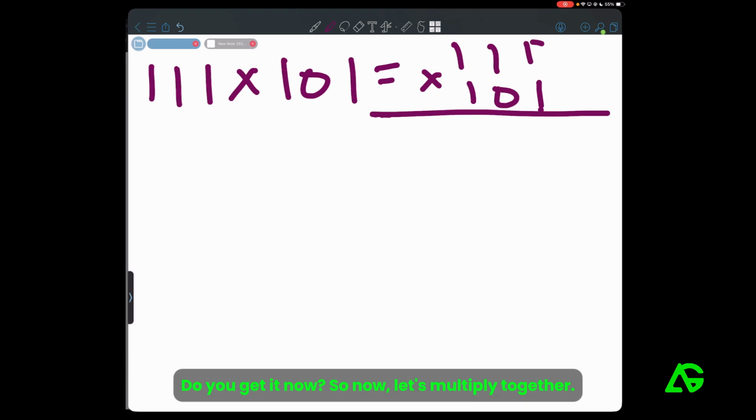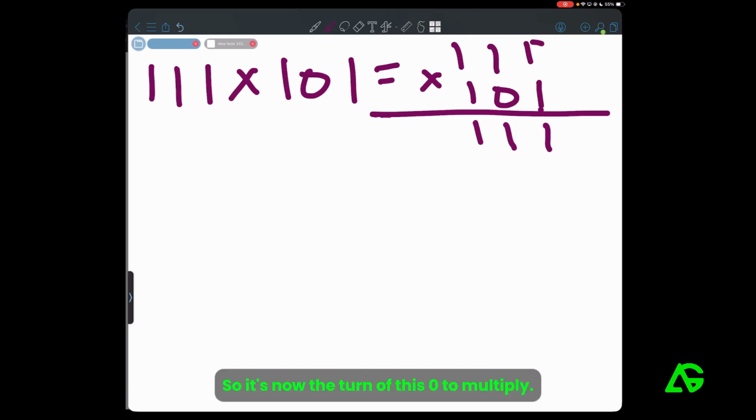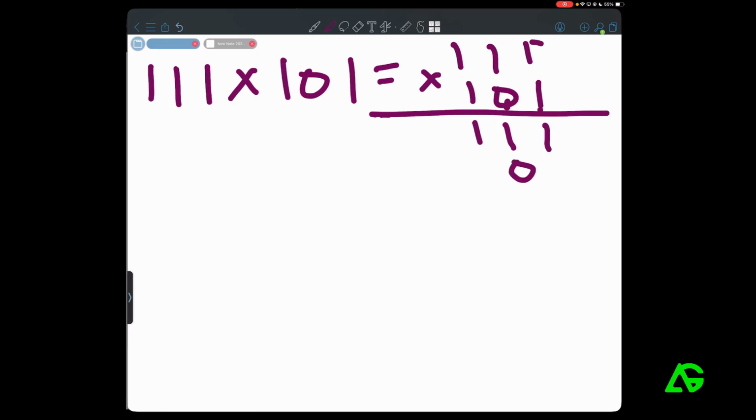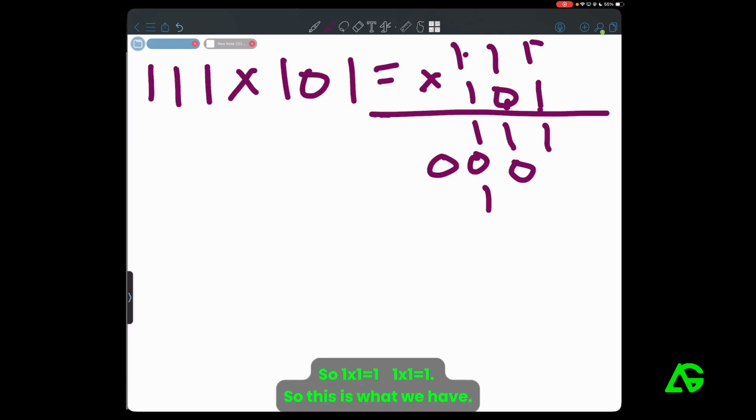So now let's multiply together. 1 times 1 is 1, right? 1 times 1 is 1. 1 times 1 is 1. So it's now the turn of this 0 to multiply what we have up here. 0 times 1 is 0. 0 times 1 is 0. 0 times 1 is 0. Then we'll multiply with this also. 1 times 1 is 1. So this is what we have.